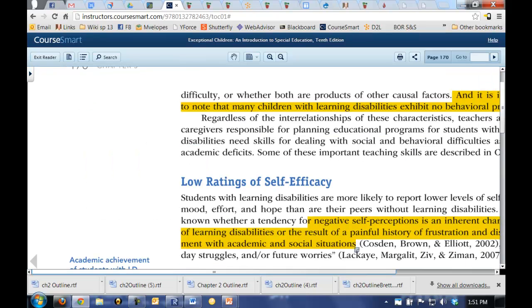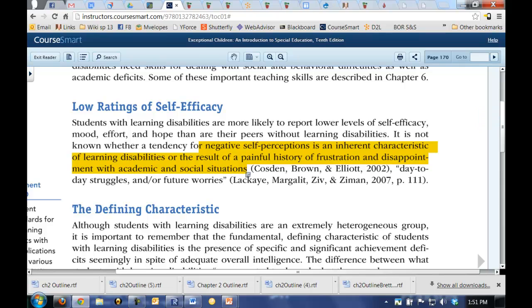And then one of the harder ones, I think, is this low ratings on self-efficacy. More likely to report low levels of self-efficacy, mood, effort, and hope than their peers. It's not known whether the tendency for negative self-perception is an inherent characteristic or the result of a painful history of frustration and disappointment. I think it's the latter. I think they develop it over time, because my experiences with younger kids in this do not share the same negative self-perception feelings that they develop over time. I say it's a history of failure that leads to this, as it would for you and I.